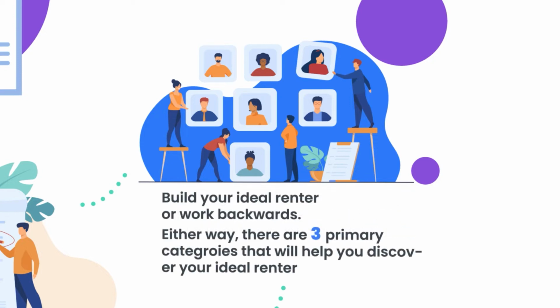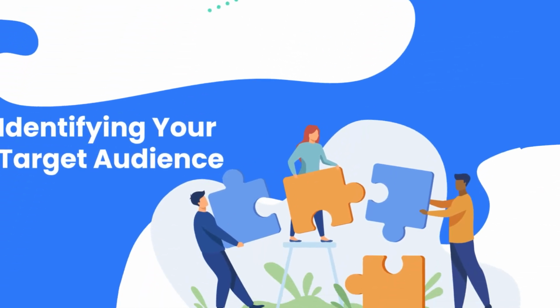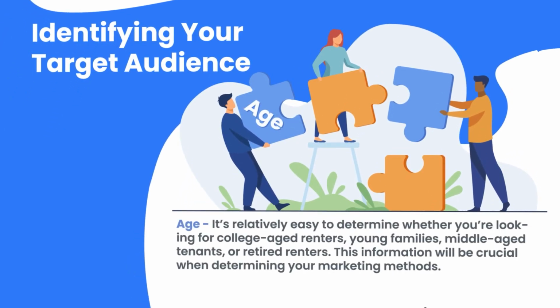The other way you can determine your target audience is by working backwards. If your property is in a niche location or offers unique amenities, it may be easier to advertise to who you think would most want those features in a rental. Either way, there are three primary categories that will help you discover your target audience. The first one is age. It's relatively easy to determine whether you're looking for college-age renters, young families, middle-aged tenants, or retired renters. This information will be crucial when determining your marketing methods.